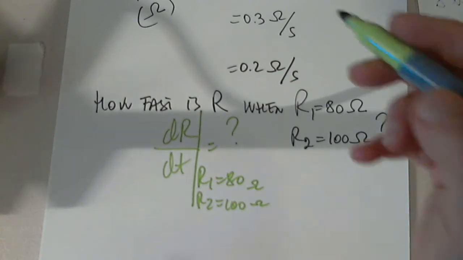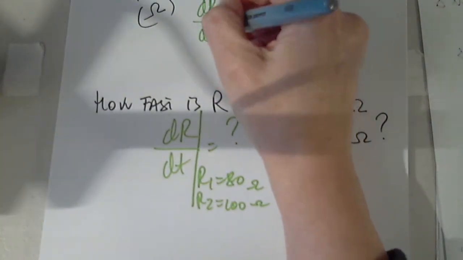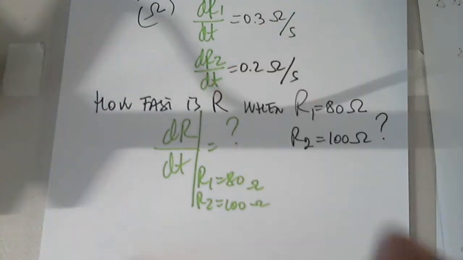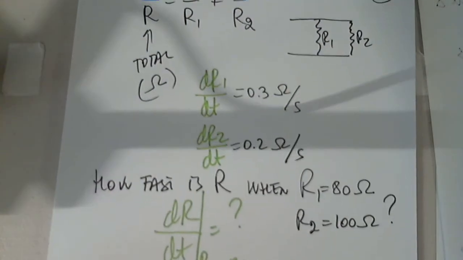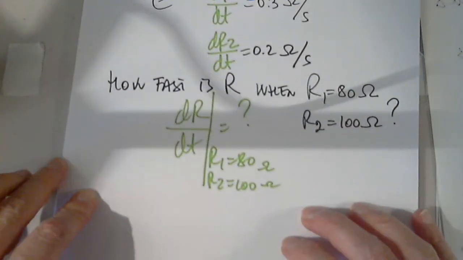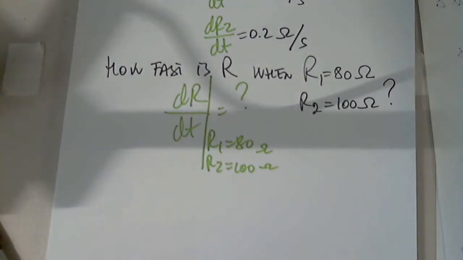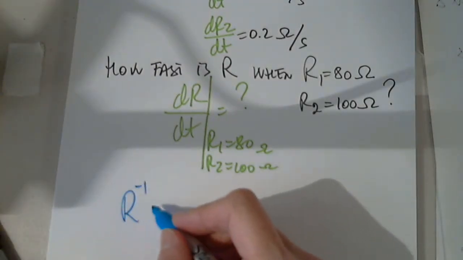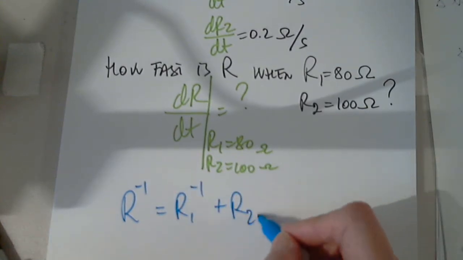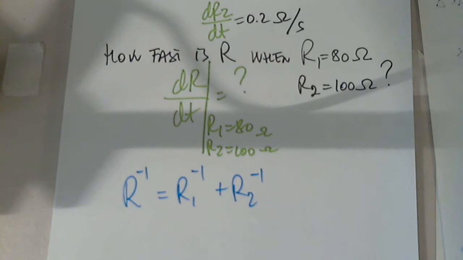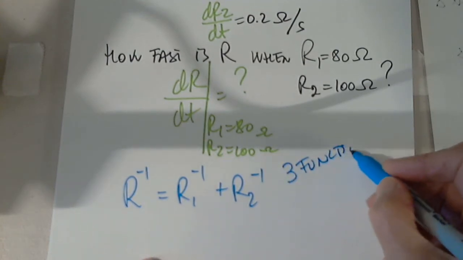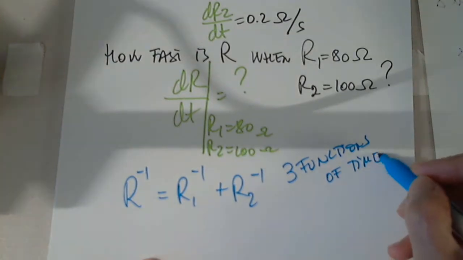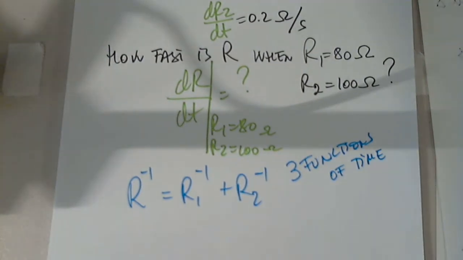What are these? Would it be dR1 over dt and then dR2 over dt? Perfect. Great job. I don't have a lot of headache. I just need to differentiate that implicitly. Will I differentiate that? Of course not. I will differentiate this, to make my life easier. And yes, in this case, we have three functions of time, and yes, we will differentiate implicitly.